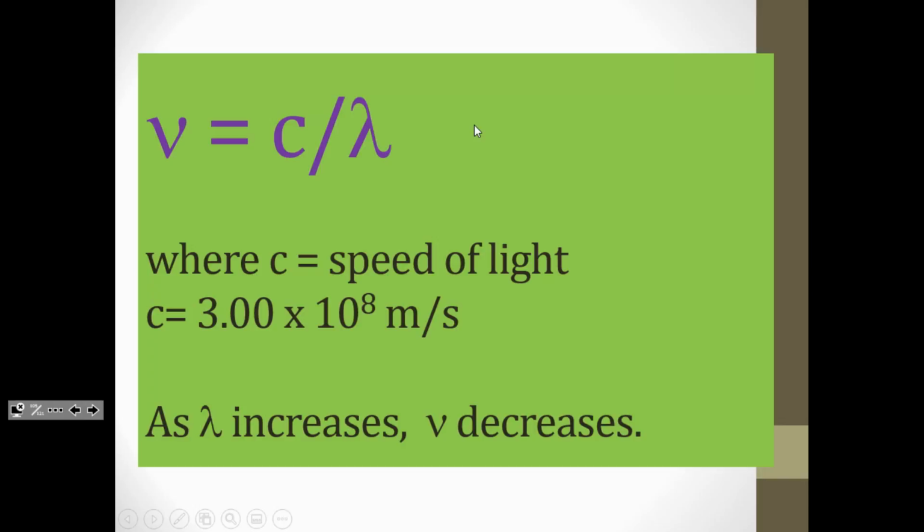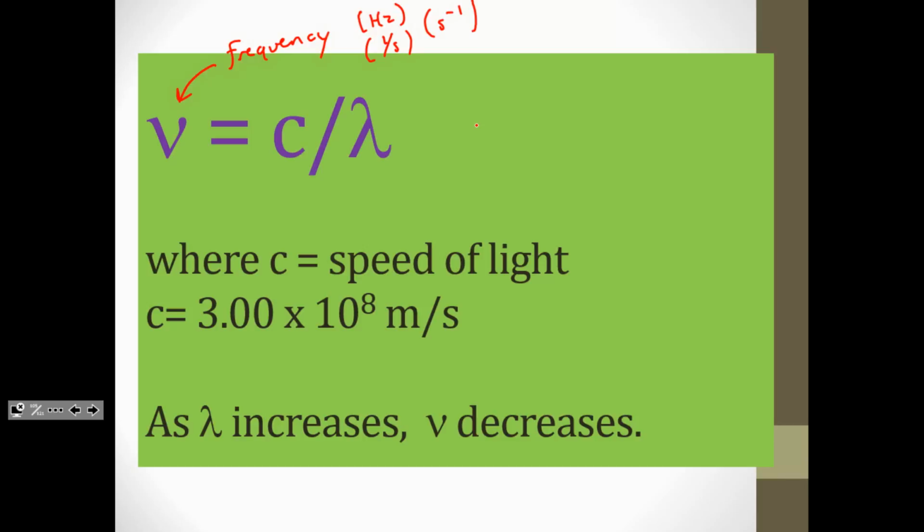C is the speed of light, and it's a constant value that will always be given to you. It's 3.00 times 10 to the 8th meters per second, which is a very large number because light travels very quickly. V is the frequency, which the units are hertz, or 1/seconds, or seconds inverse, which is the same thing as 1/seconds.